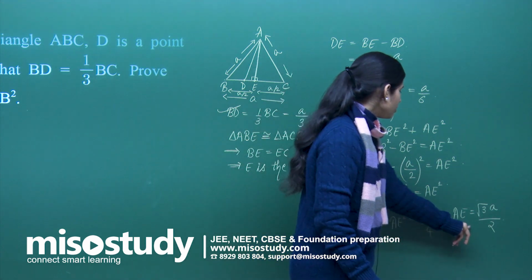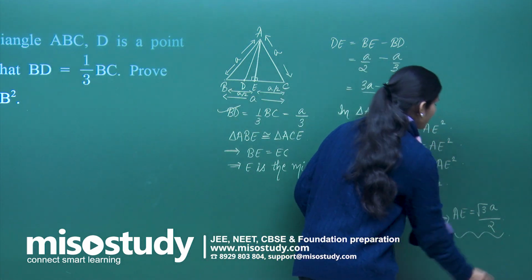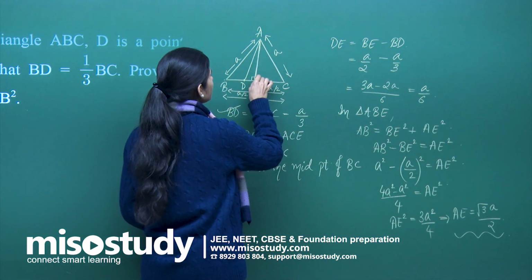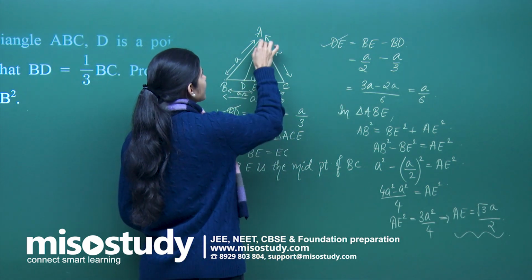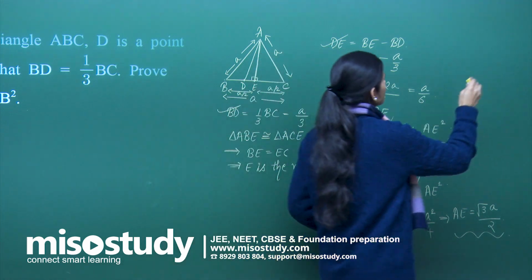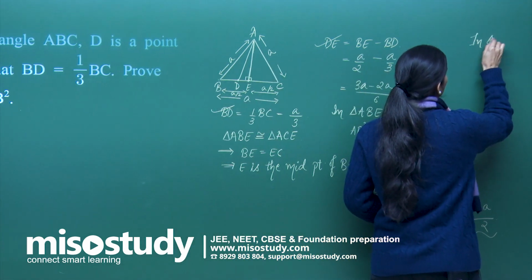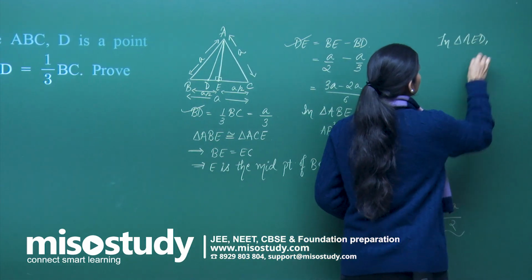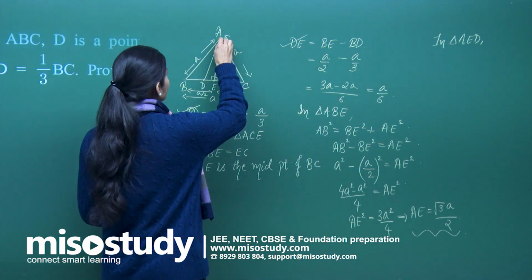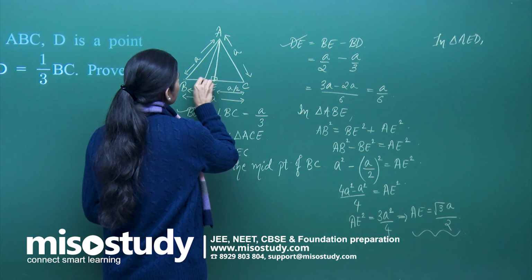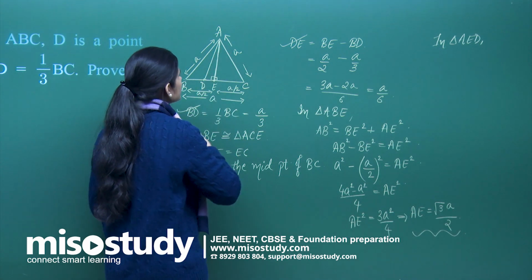So AE you have got as root 3a by 2. So you have got AE with you, you have DE with you. So you focus on this right angled triangle AED now. So in triangle AED, you know hypotenuse square is equal to base square plus perpendicular square. So in triangle ADE, AD is the hypotenuse, DE is the base and AE is the perpendicular.